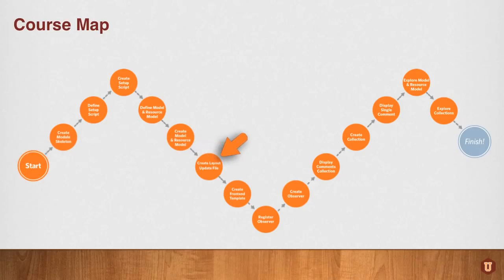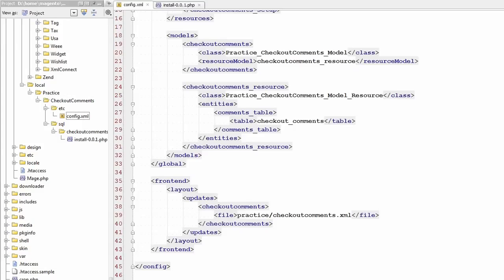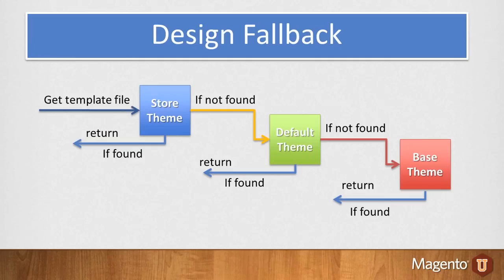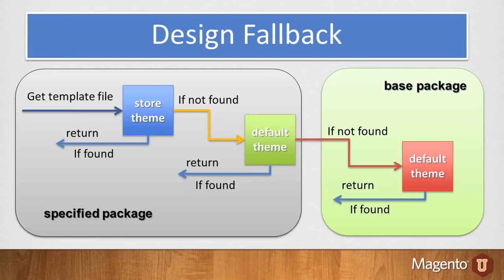The next step is to create our custom layout update file, and we start by defining it. Let's open our config.xml file and add the code shown on lines 35 through 43. In this course, we don't want to create a new theme for the module. Since we are familiar with the design fallback mechanism, we know that the system will try the default theme of the base package when a file is not found in the specified theme. And we cannot know which theme and package is set on the targeted Magento installation. Given this, we are going to place our layout update file in the default theme of the base package.